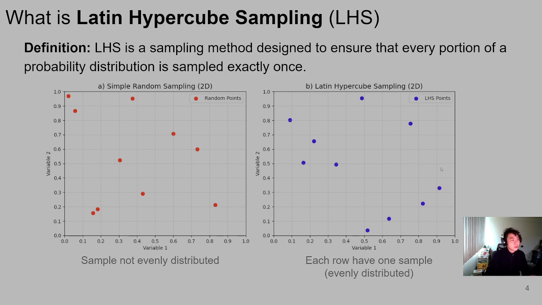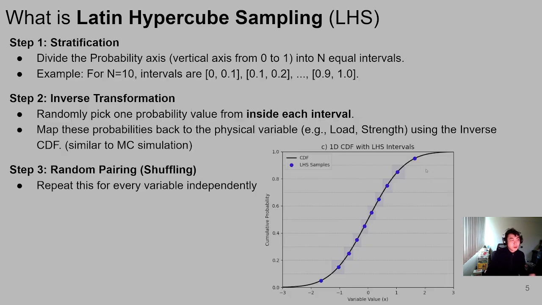After introducing what Latin hypercube sampling is, you'll want to know how to do it. Basically, it is a three-step process. The first step is stratification. We divide the probability axis from 0 to 1 into n equal intervals. For example, if n equals 10, it will be 0 to 0.1, then 0.1 to 0.2, and so on.